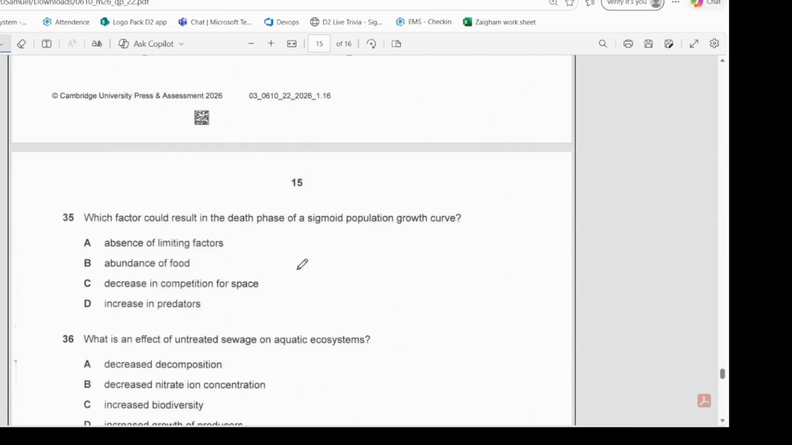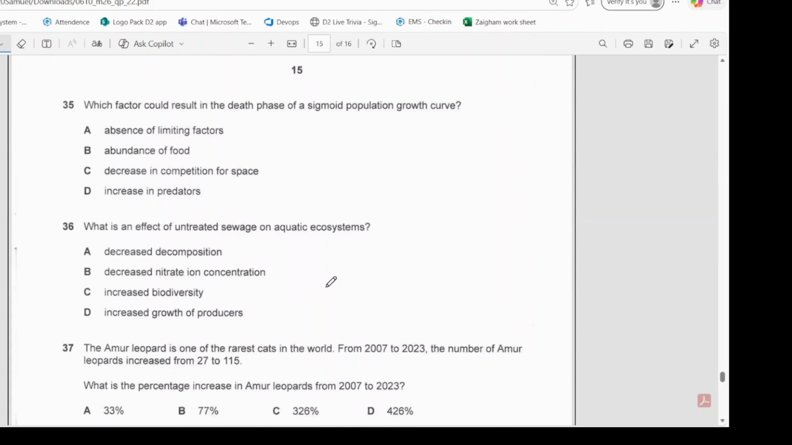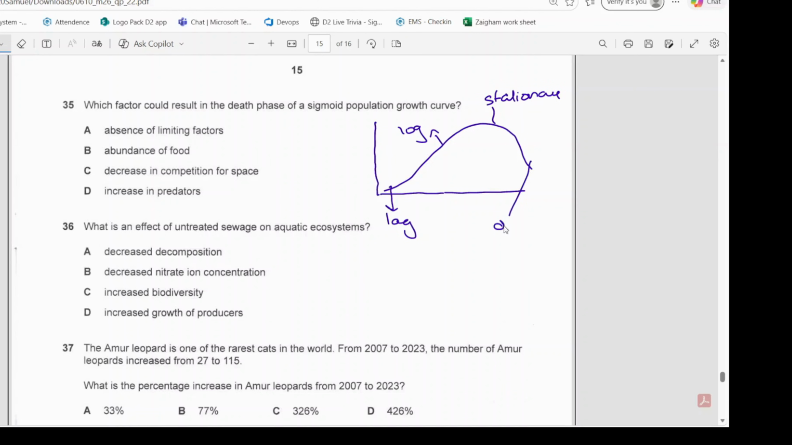Which factor could result in the death phase of a sigmoid population growth curve? So there are four labelings: lag phase, log phase, stationary phase, and the death phase. Okay, wait. This is the curve. This one is the lag phase. This one is the log phase. This one is the stationary phase. And the last one is the death phase.